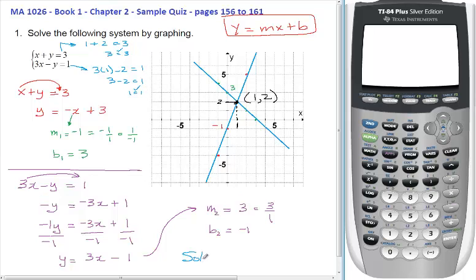Remember, the solution to a system, if it's solvable, is an ordered pair. So the solution is (1, 2): x equals 1, y equals 2. All right, so that's the complete solution for number 1, part of your Chapter 2 sample quiz.